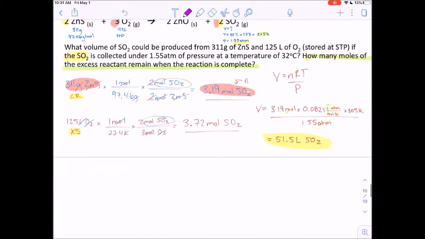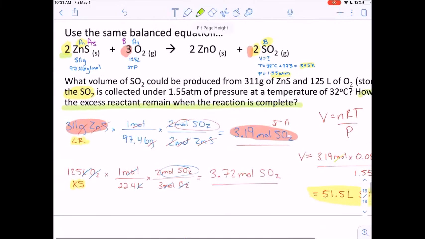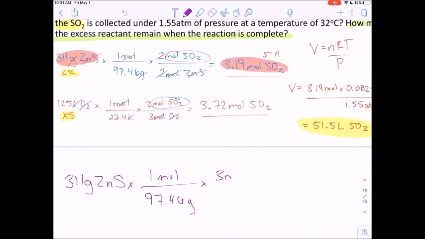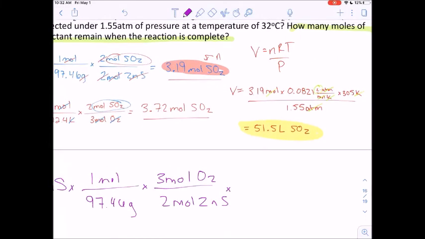So I'm going to do that on the next slide here, starting with my 311 grams of my zinc sulfide times my molar mass. Mass has to be on bottom, so I have 1 mole over 97.46 grams. And then I need that balanced equation to find my mole ratio. So I have 2 moles of zinc sulfide for every 3 moles of oxygen. 3 moles of oxygen on top for every 2 moles of zinc sulfide on bottom. And then my last step we said is going to be that 22.4 liters per mole. Mole has to be on bottom to cancel out.